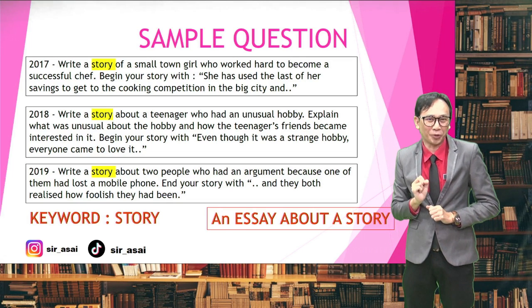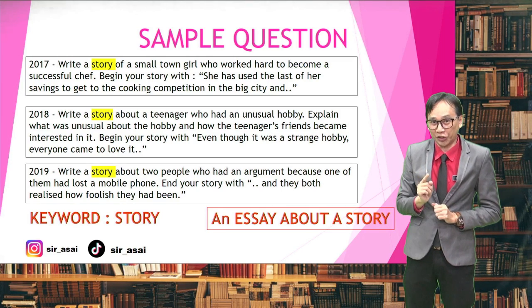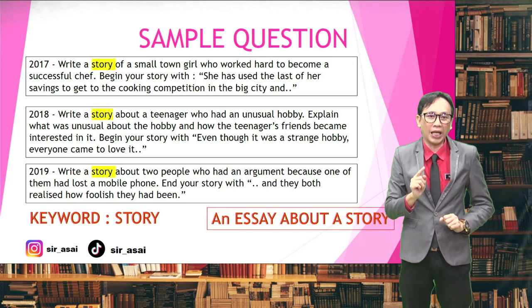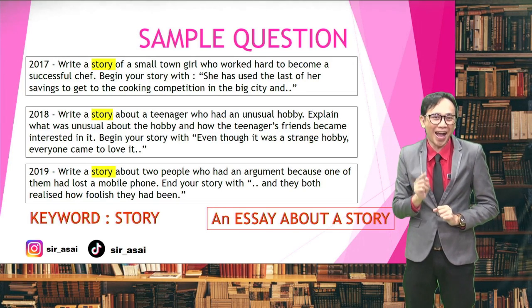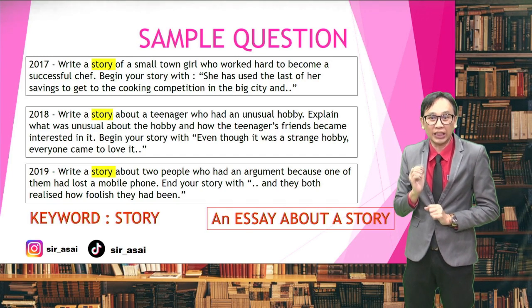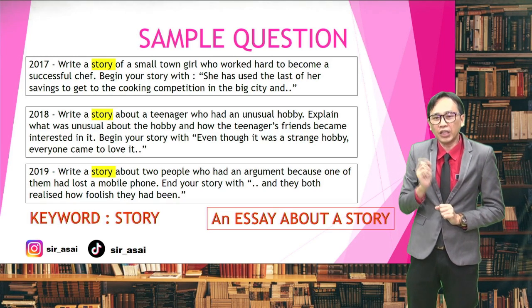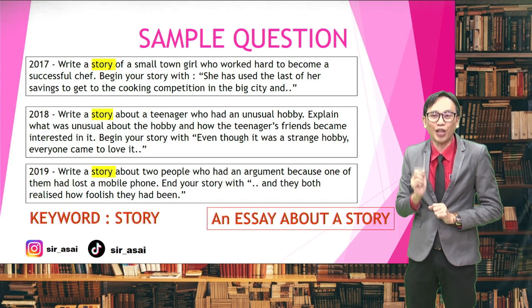Right, the next one. Write a story about a teenager who had an unusual hobby. Explain what was unusual about the hobby and how the teenager's friends became interested in it. Begin your story with, even though it was a strange hobby, everyone came to love it.